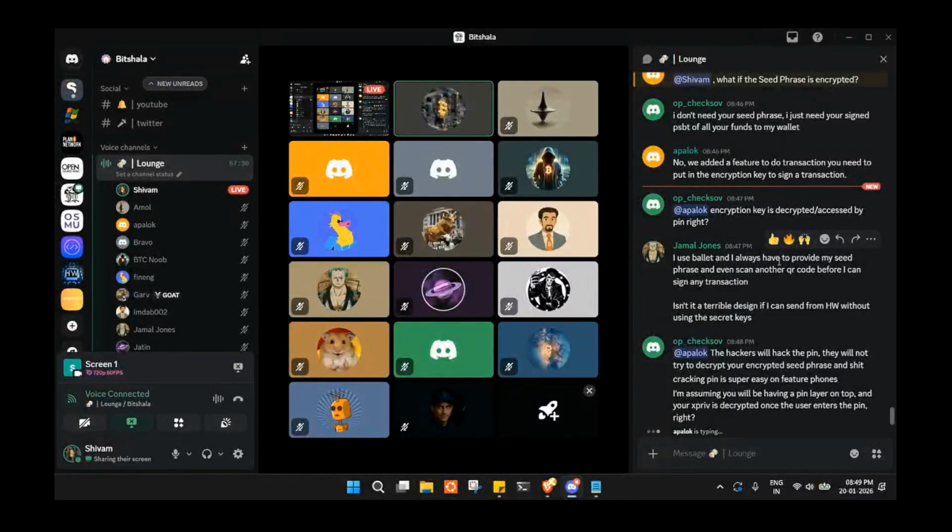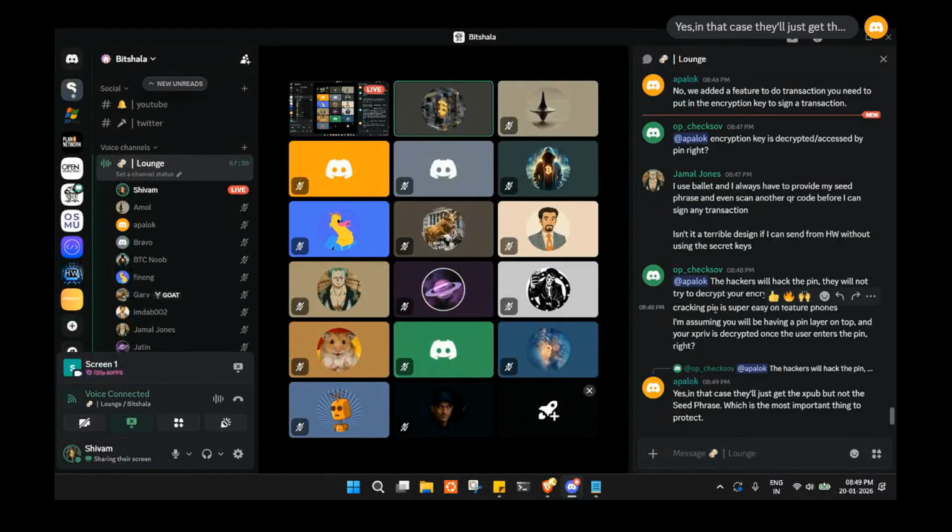I always have to provide my seed phrase, and the hackers will have the pin. They will not try to decrypt your encrypted seed phrase. And cracking the pin is super easy on a feature phone. And I'm assuming you will be having a pin layer on top. And yes, generally, the thing is the concept.